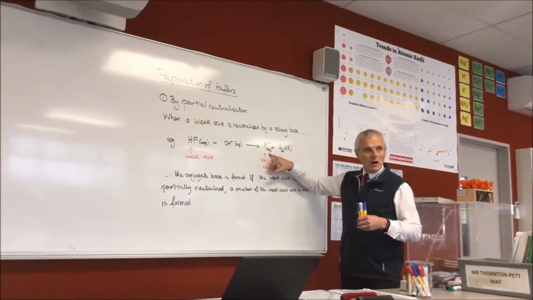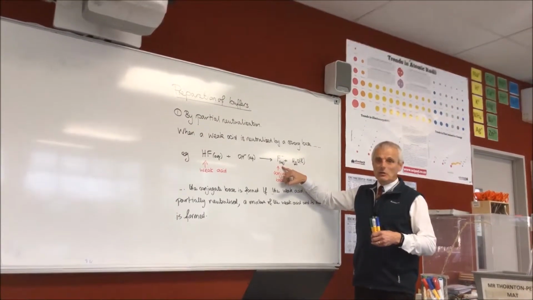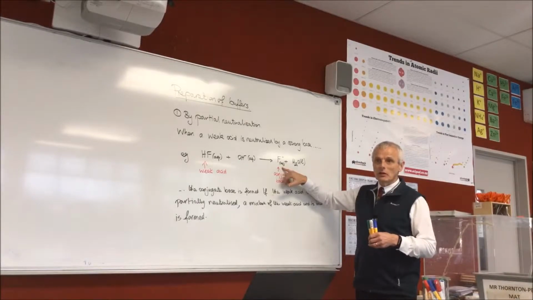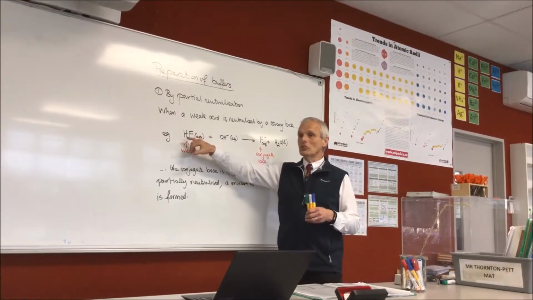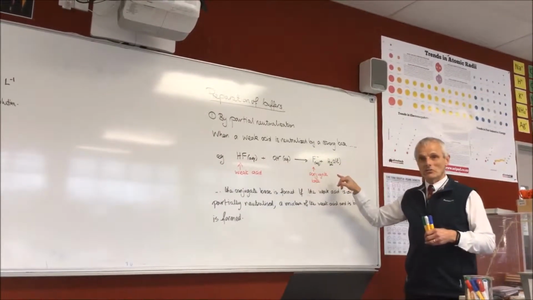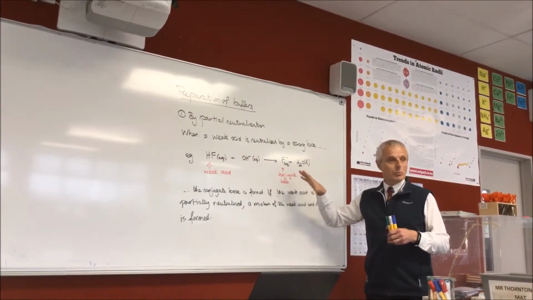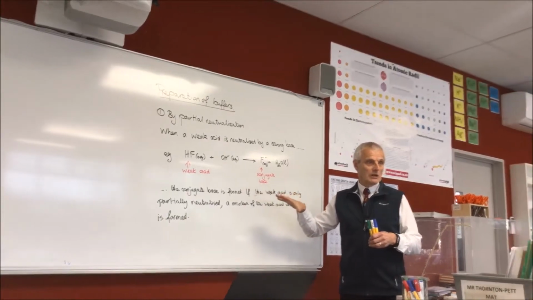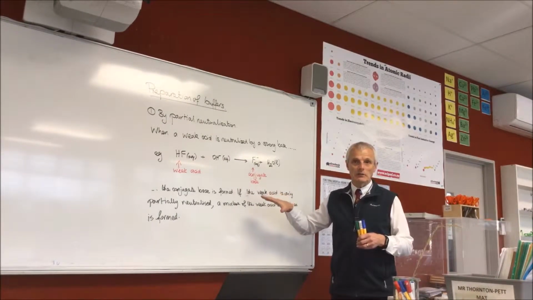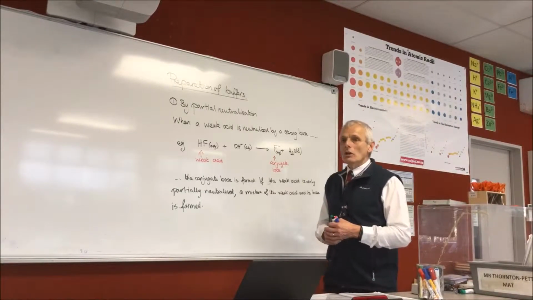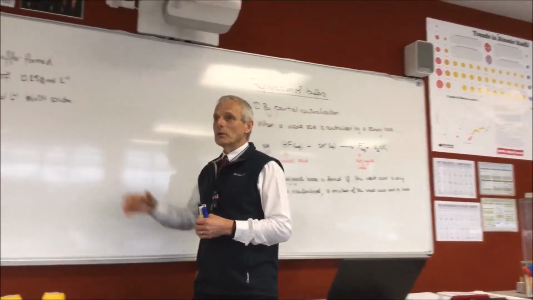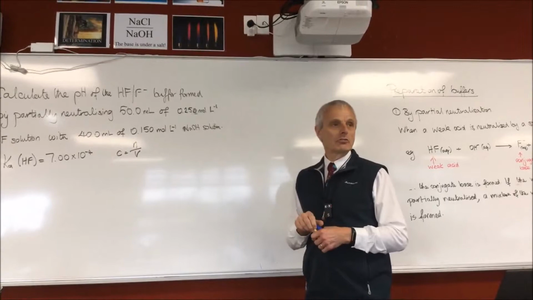If we stop part way though, don't go completely to the end point of the neutralisation, but only go part way, then we'll end up with a mixture of the weak acid and its conjugate base. And that's the simplest way of preparing a buffer. That's the idea behind it. Let's have a look at how we would calculate a pH of a buffer that we form by partial neutralisation.